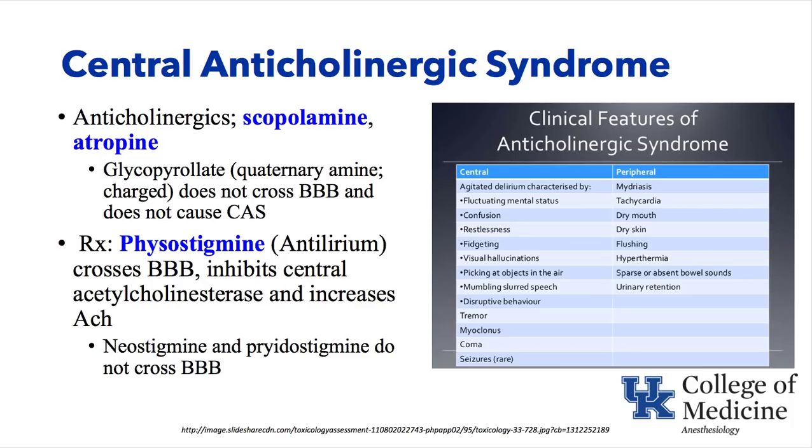Neostigmine and pyridostigmine don't cross the blood-brain barrier. Therefore, physostigmine is the classic treatment for these patients who have received scopolamine and atropine, are very confused, and are exhibiting symptoms of central anticholinergic syndrome.